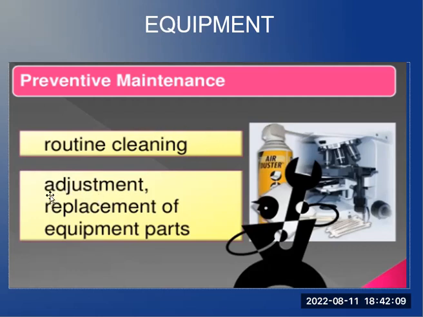Then next is adjustment and replacement of equipment parts. Usually this will happen if there is a machine breakdown. So you need to replace particular parts of the equipment. So you need to call the engineer to maintain the machine and fix it.